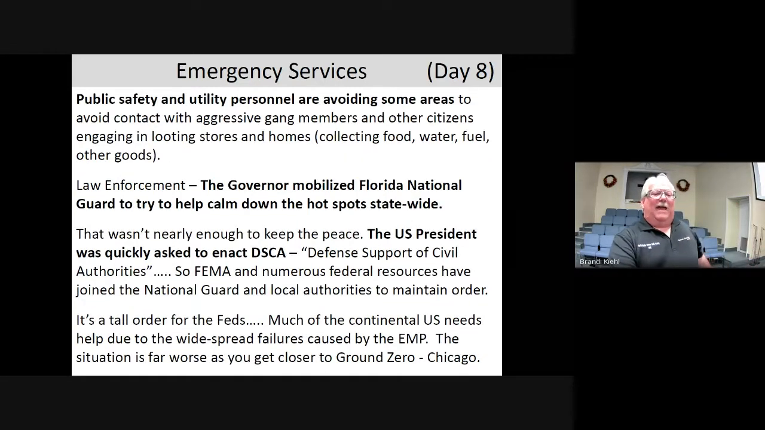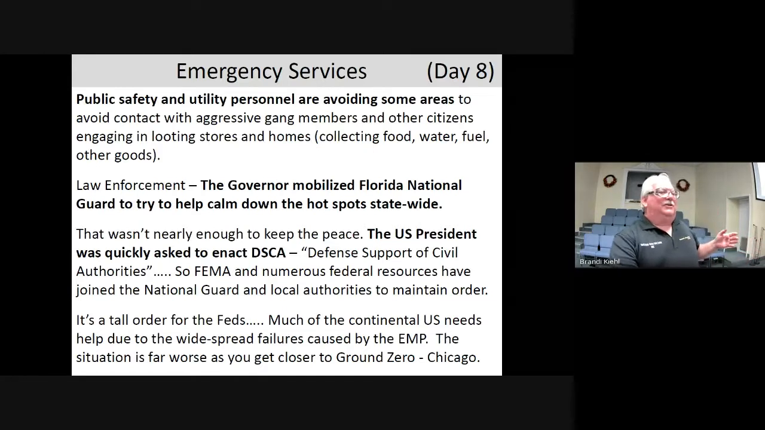The public safety and the utility people will avoid certain areas to protect themselves. They do that today. The governor will mobilize the Florida National Guard. About 10 minutes after they do that, they're going to say, oh, this is never going to help. We're going to call the president and have them enact DSCA, which is the Defense Support of Civilian Authorities, which brings the feds in. Okay, just going to add another layer of fun and excitement.